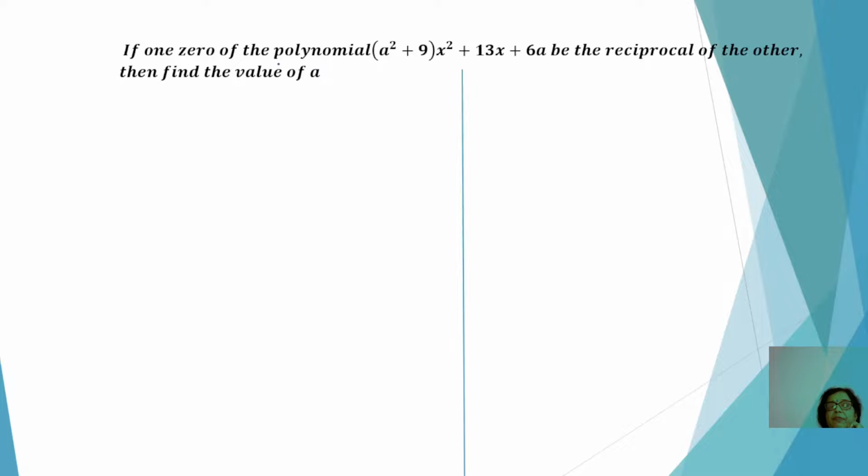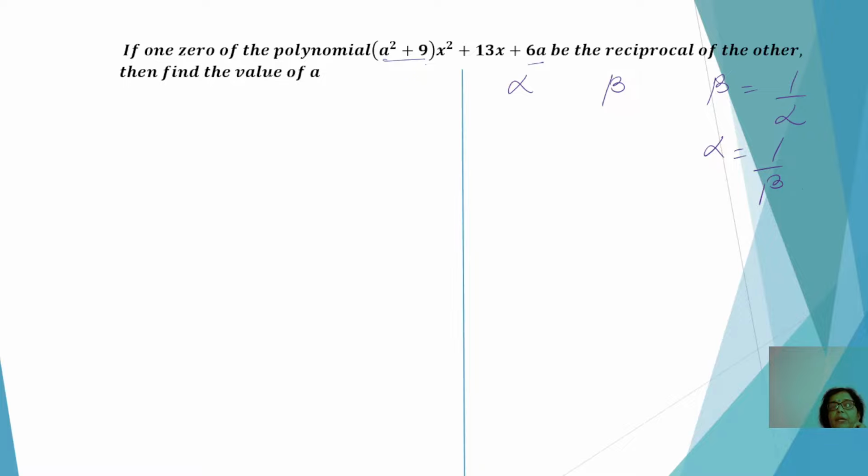Next concept is, if one zero of the polynomial is the reciprocal of the other, then find the value of a. So, here you can see a is present in the coefficient of x squared and a is also present in the constant term, and we need to find that value. And it's given that one zero is the reciprocal of the other. Now, if the two zeros are alpha and beta, we can either take beta is equal to 1 by alpha, or we can take alpha is equal to 1 by beta. Either of them, it's your choice.